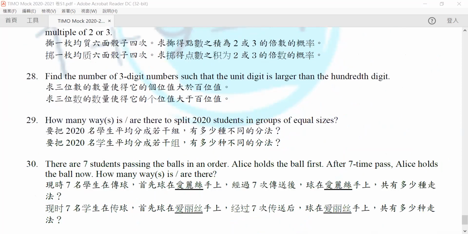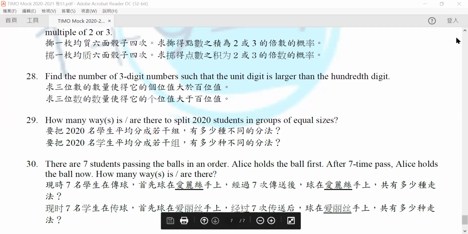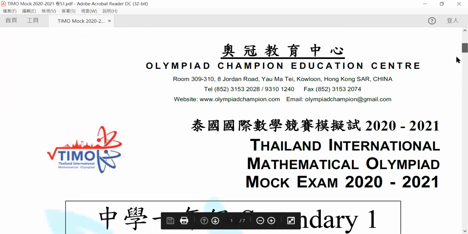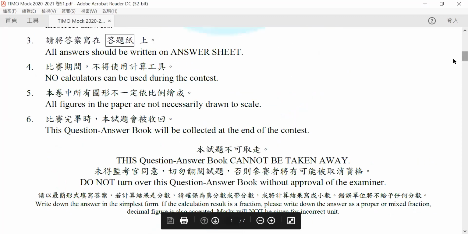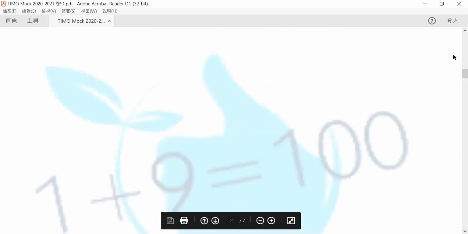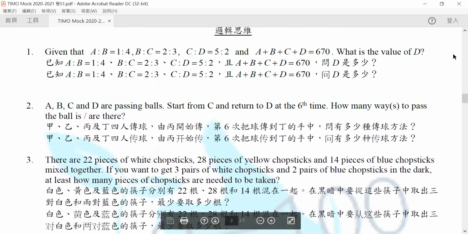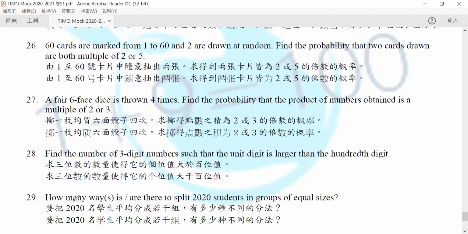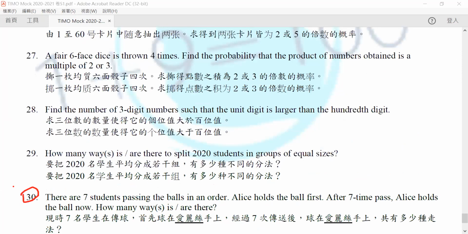Now question 30 is the same as our question 2. So question 30, we will not spend time on it. Please go back and check question 2. I will give you the answer. The answer is 1110. Please go back and look at how we can do it in question 2.